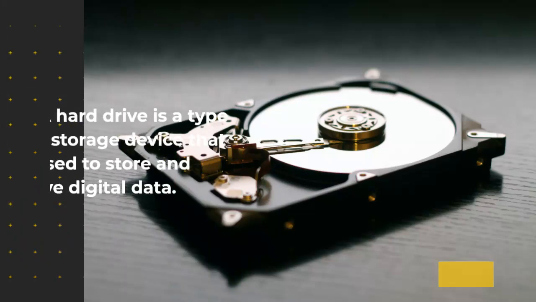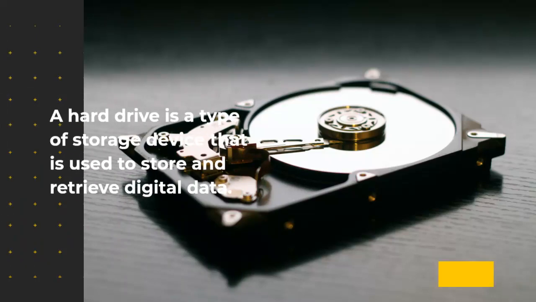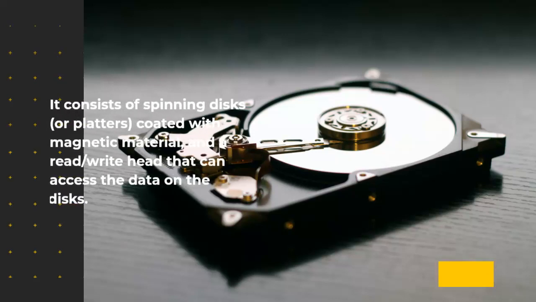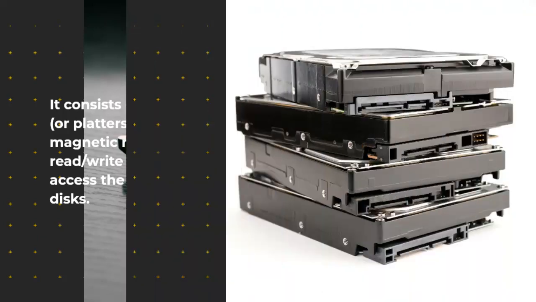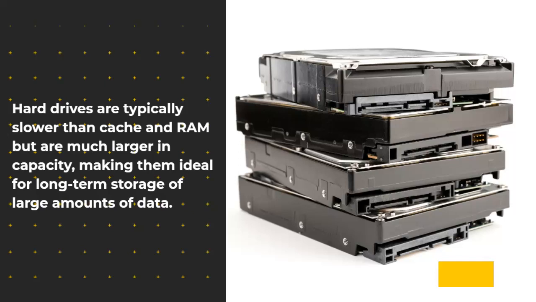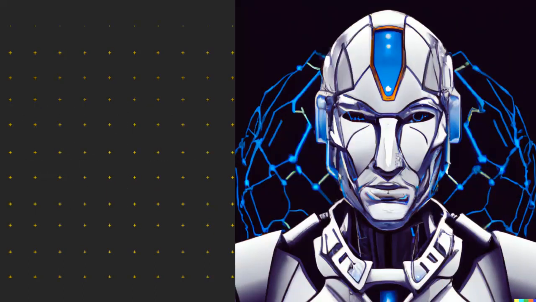A hard drive is a type of storage device that is used to store and retrieve digital data. It consists of spinning disks or platters coated with magnetic material and a read-write head that can access the data on the disk. Hard drives are typically slower than cache and RAM, but are much larger capacity, making them ideal for long-term storage of large amounts of data.